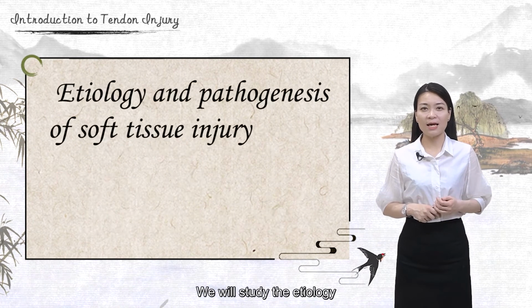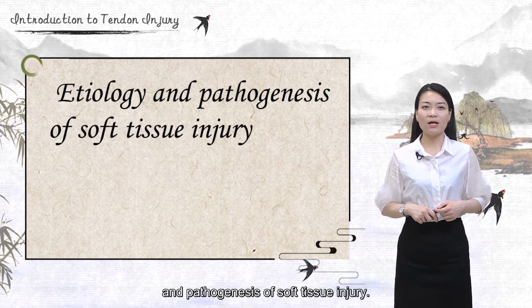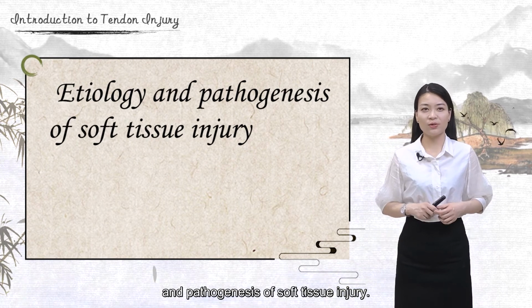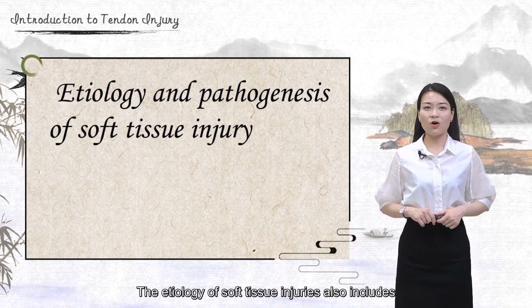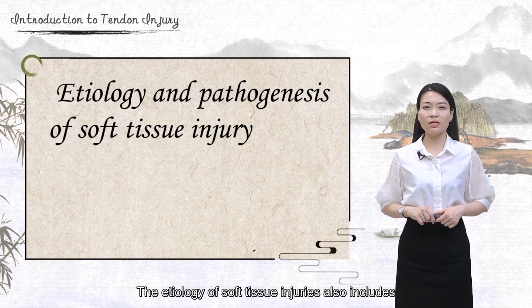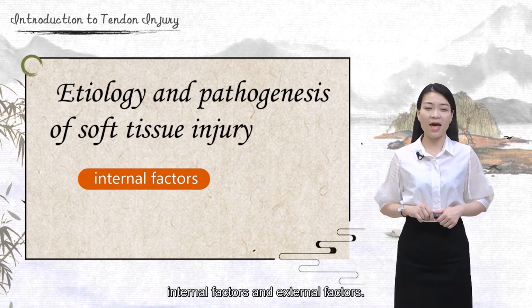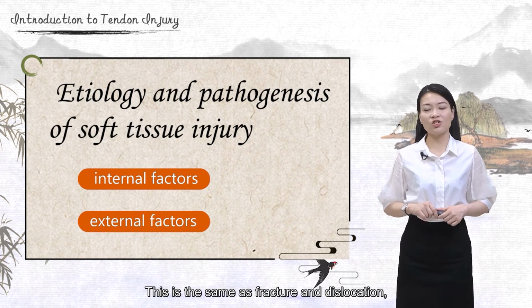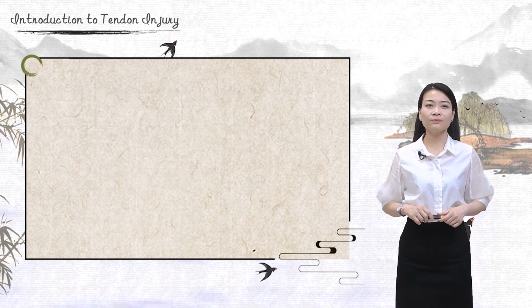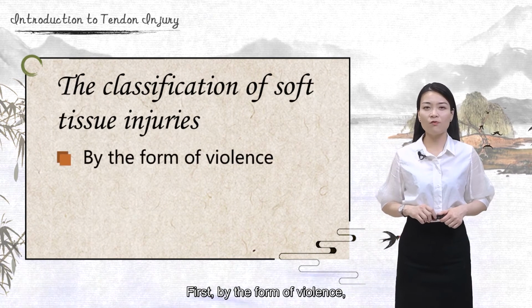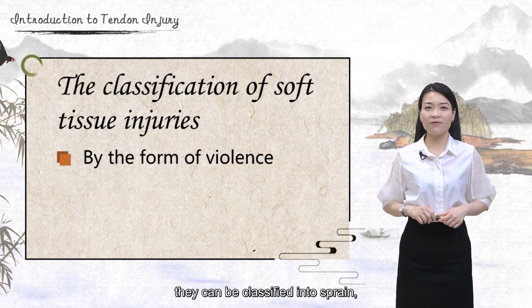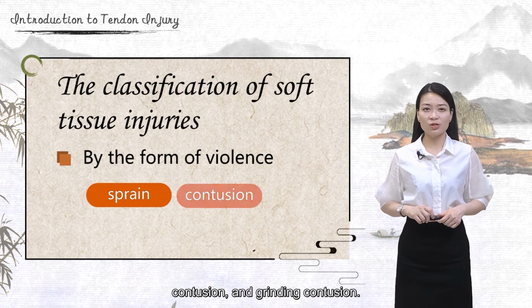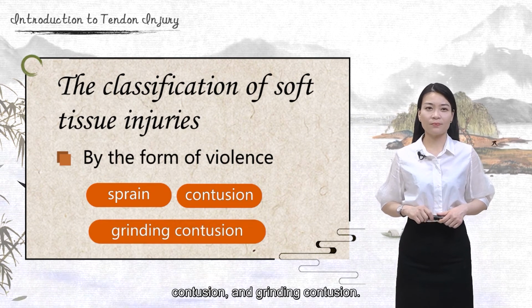We will study the etiology and pathogenesis of soft tissue injury. The etiology of soft tissue injuries also includes internal factors and external factors. This is the same as fracture and dislocation. First, by the form of violence, they can be classified into sprain, contusion, and grinding contusion.